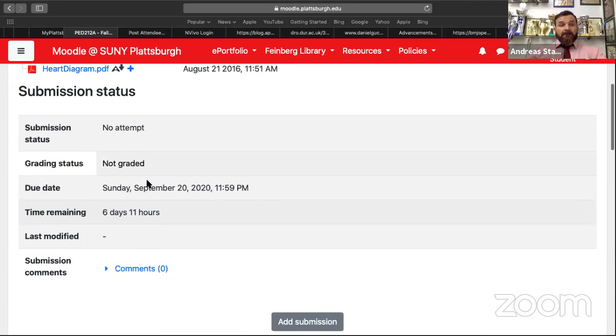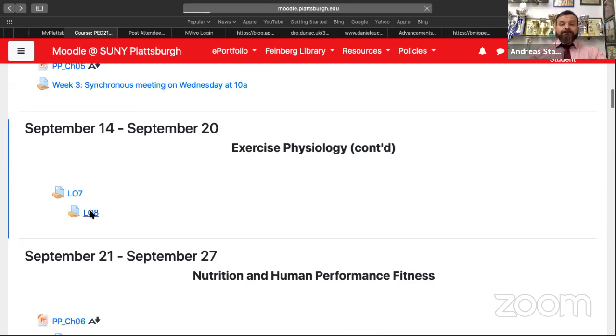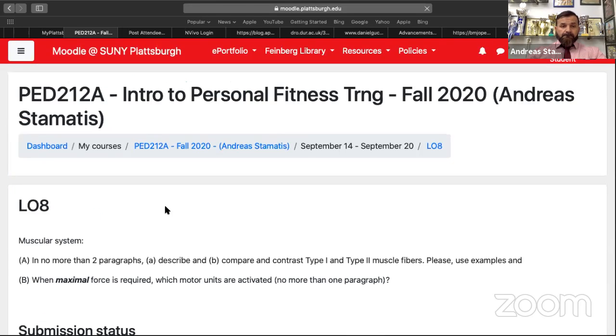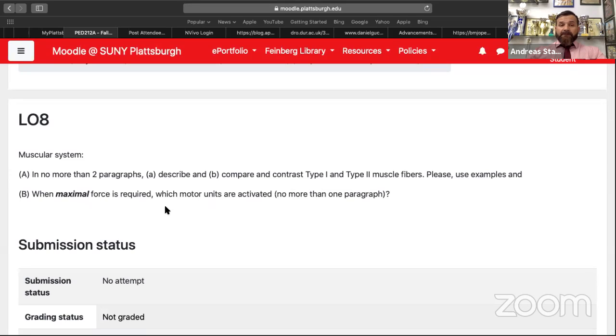Let's check LO8. This is about the muscular system. We're going to go over more than one system today. So A, in no more than 2 paragraphs: describe, and compare and contrast. One paragraph, I would suggest 2: describe type 1 and type 2 muscle fibers, and another paragraph to compare and contrast. This is this, and this is that.